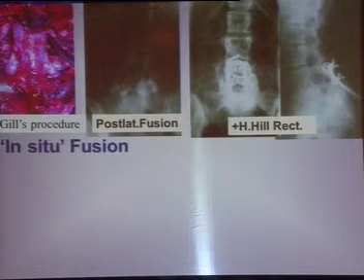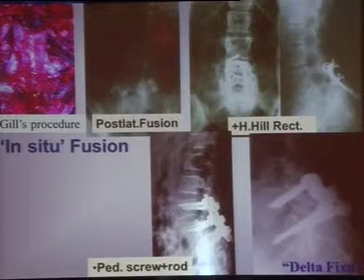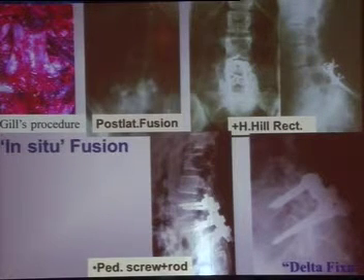And then came the different instrumentation which is used. So we even used a lot of these Hartshill wires in rectangles, even for listhesis. And you see the good solid fusion that is achieved there, and it worked. More recently now we've started using pedicular screws.